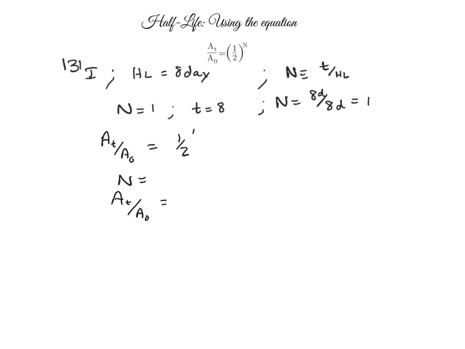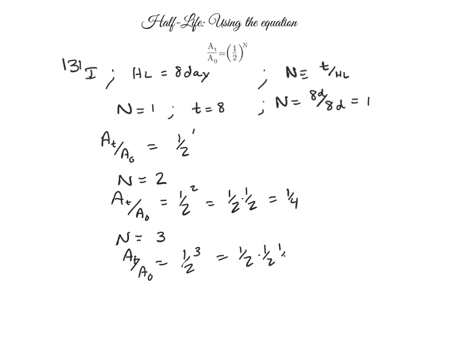Now if I make it n equals 2, percent remaining will be 1/2 squared. N equals 3, percent remaining will be 1/2 cubed. So this one's going to be 1/2 of a half, which is a quarter. And this one's going to be 1/2 of a half of a half, which is 1/8.